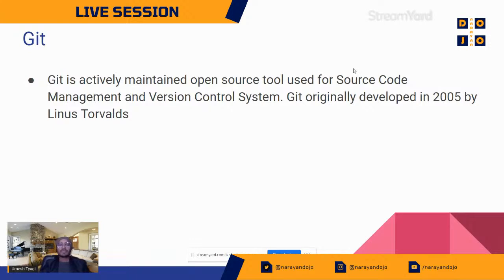So let me tell you the definition of Git, then I will tell you the use case where Git fits in the market. As we know, Git is a maintained open source tool that is used for source code management and version control systems, and it was originally developed by Linus Torvalds in 2005.